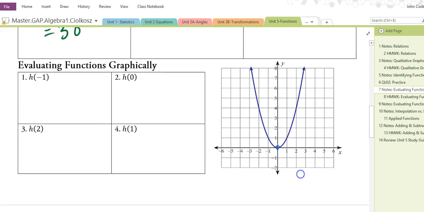Alright, moving down a bit. Graphically, well, let's see, negative 1, that means x is negative 1, so I'm going up, that's that point, so it'd be 1. H of 2, well, at 2, looks like I'm up here, that means my y is 4. At 0, still at 0. At 1, right there, also 1.